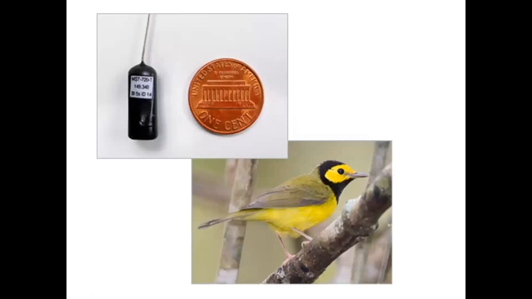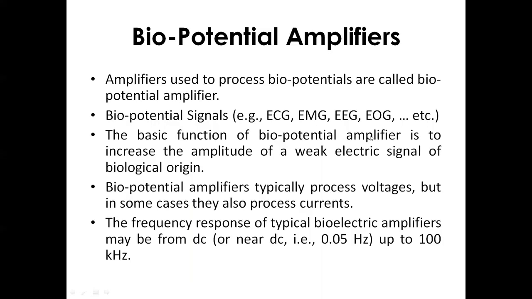In continuation of biotelemetry, we have biopotential amplifiers. This is one example of a wire loop electrode, where implantable electrodes are made of silver sphere contact, surface potential electrodes, and multi-element depth electrodes. These are some examples related to biotelemetry. The next subchild of biotelemetry is biopotential amplifiers.